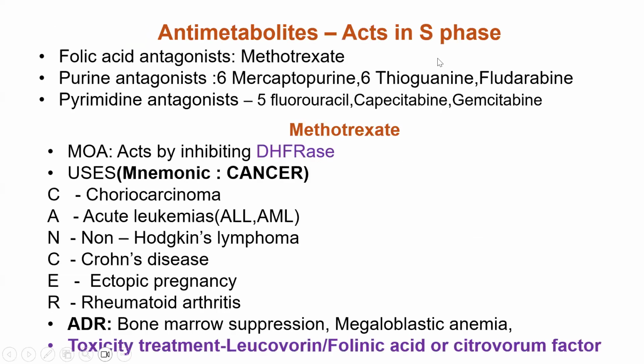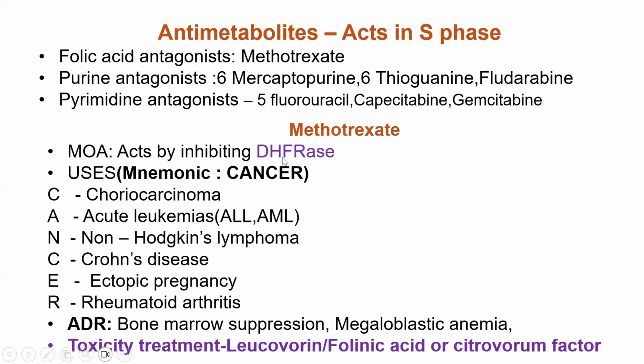So coming to anti-metabolites, once they have asked in essay, it acts in S phase. All the groups are mainly folic acid antagonists. Methotrexate comes under anti-metabolites, along with purine antagonists and pyrimidine antagonists. Methotrexate, even many times they were asked in short notes also, acts by inhibiting dihydrofolate reductase.